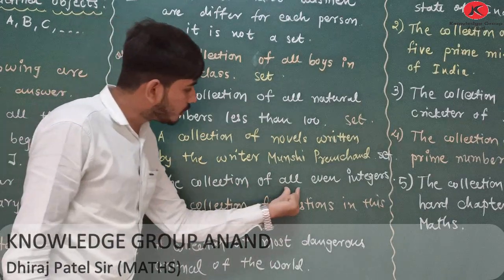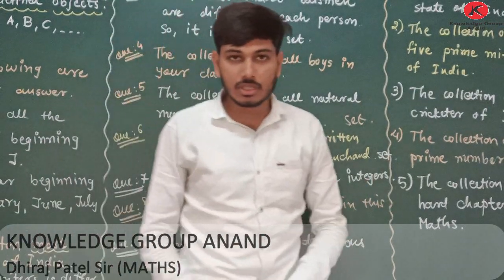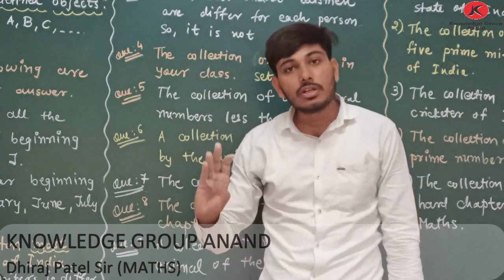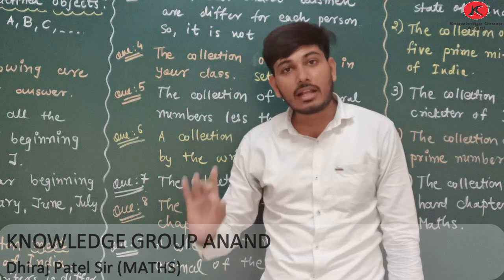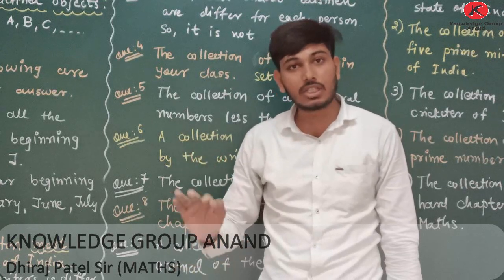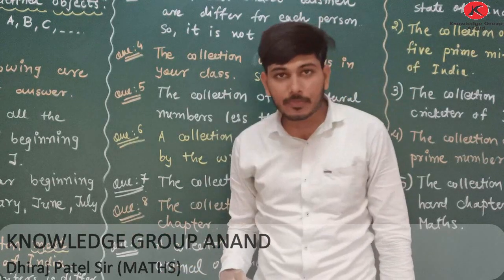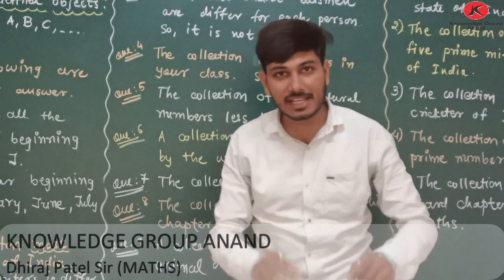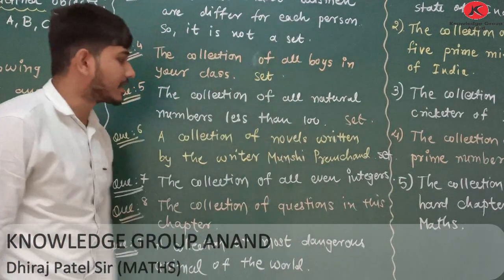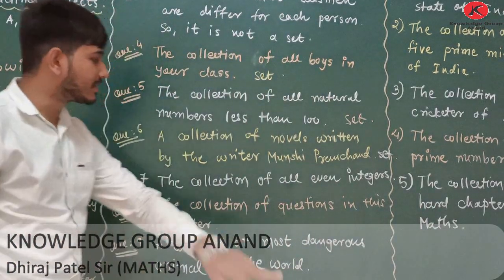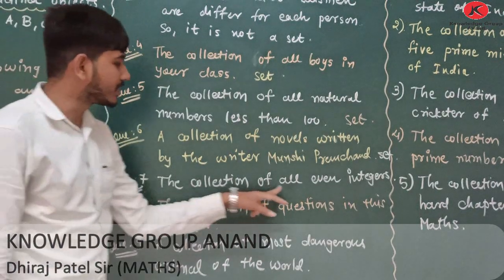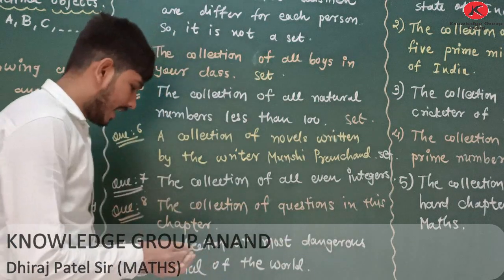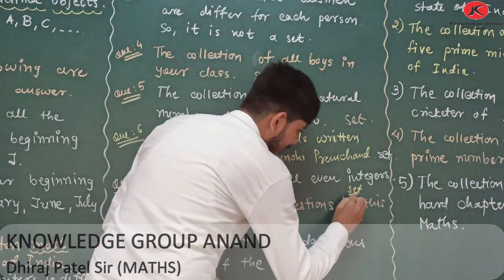Okay, so next question number 7. The collection of all even integers. That means 2, 4, 6, 8, 10, 12, 14, 16, 18, 20, 22, up to infinity. If I am asking this question to any of the people in the world, the answer will be the same. Therefore, it is a collection of well-defined objects. Therefore, we can say that the collection of all even integers is a set. Clear? It is a set.